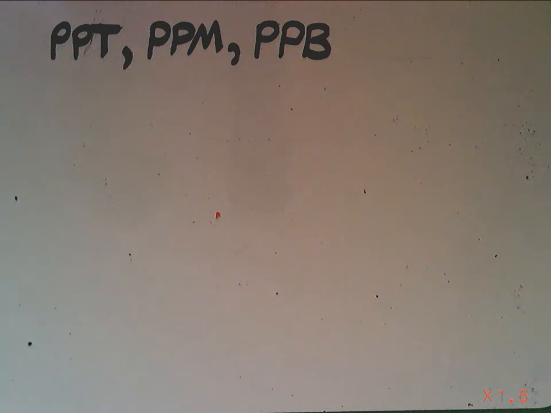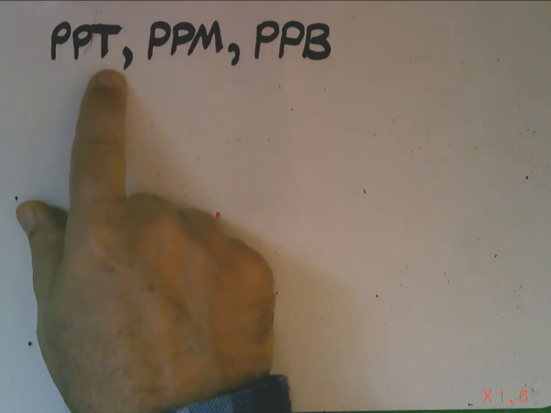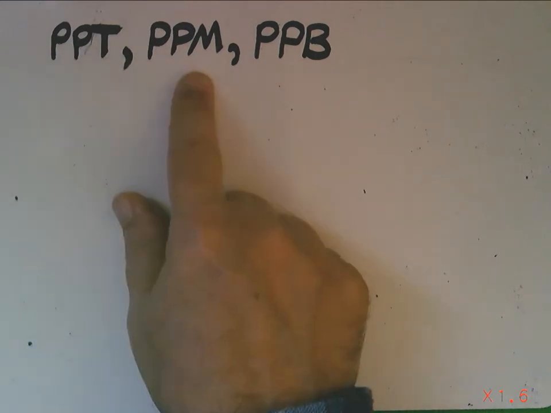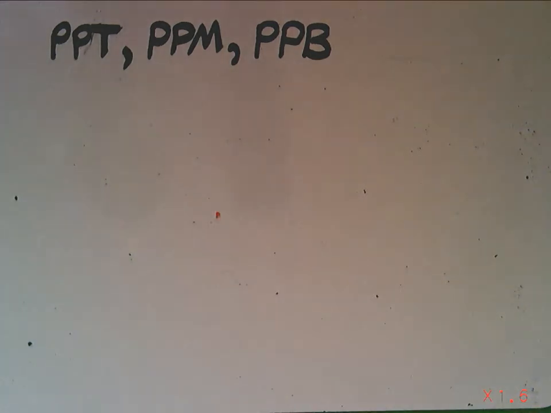Now, when you're working in environmental monitoring, very often they will express concentrations in these units. Here you have parts per thousand, parts per million, and parts per billion. Now, these are just like percents. You can think of a percent as parts per hundred. So they're going to work just like percents do.